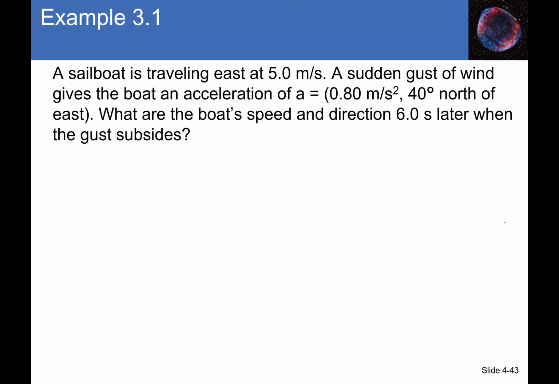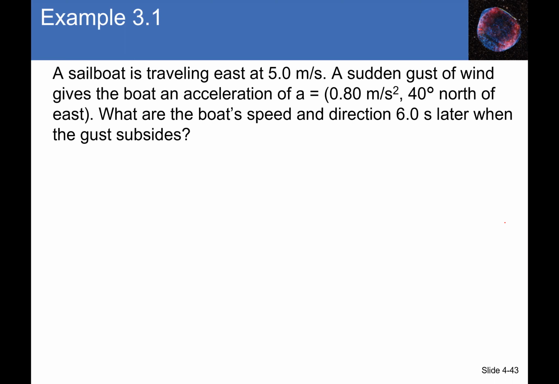All right, let's look at an example here. This example takes a sailboat that is traveling east at 5 meters per second. A sudden gust of wind gives the boat an acceleration a, with a magnitude of 0.8 meters per second squared, 40 degrees north of east. What are the boat's speed and direction 6 seconds later, when the gust subsides?